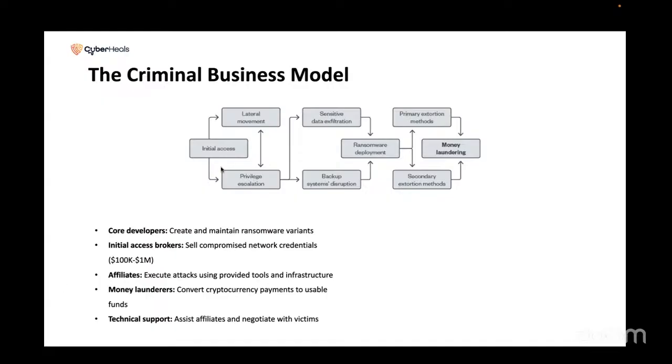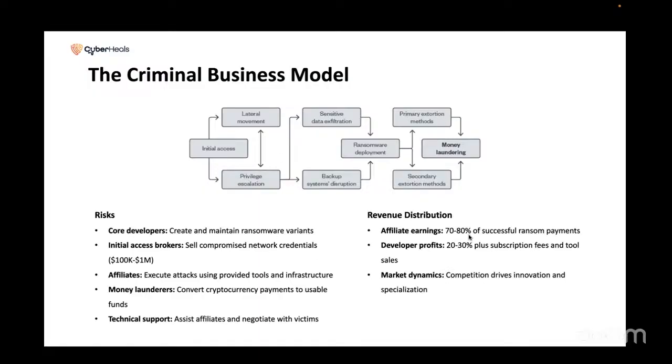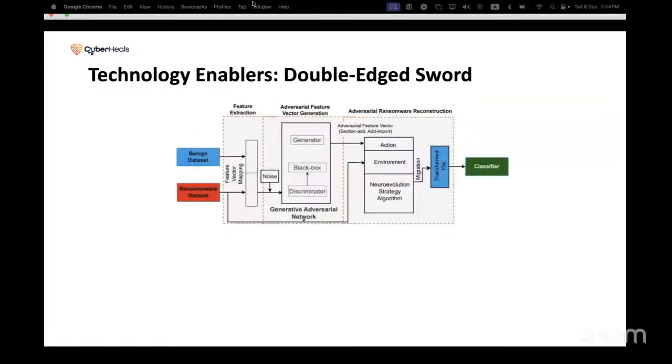The cyber criminal network is a 3 trillion dollar business every year. Next to the US and China, the third biggest market is the cyber crime model. Revenue: 70-80% successful. Ransom, developers 20-30%, market dynamics, competition drives innovation. So all of them get money. If you pay $1,000 because of ransom, $700 goes to promoters, marketing people, and affiliates. $300 goes to developers. This is the network.